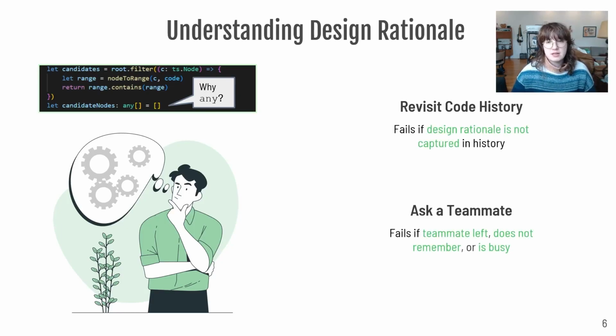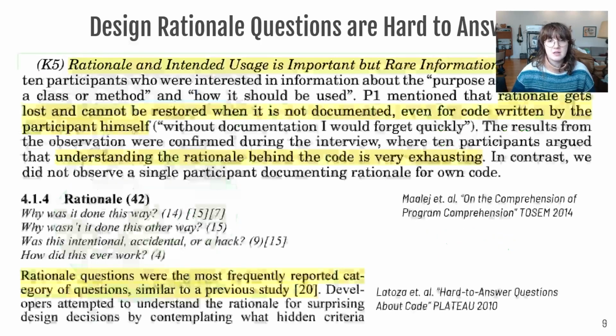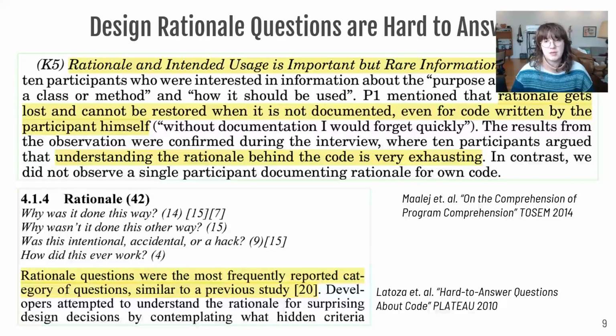However, both of these strategies often fail if the code history does not include any information about why a particular decision was made, which is often the case for lower level details. Asking teammates can fail if the team member is no longer on the team, does not remember, or is busy. Nonetheless, developers have and will continue to have to reason about rationale behind decisions when attempting to come up with a modification to some code, reason about behavior, or attempt to debug.